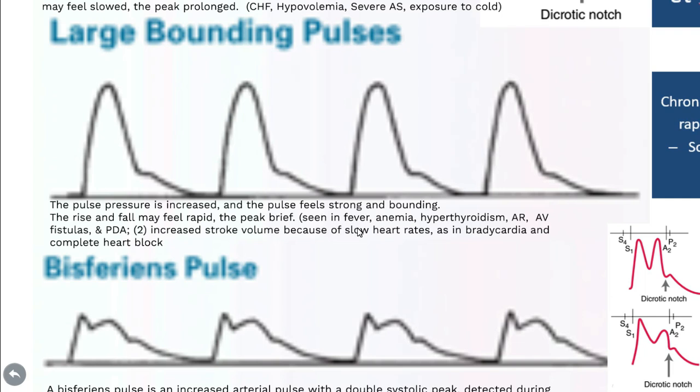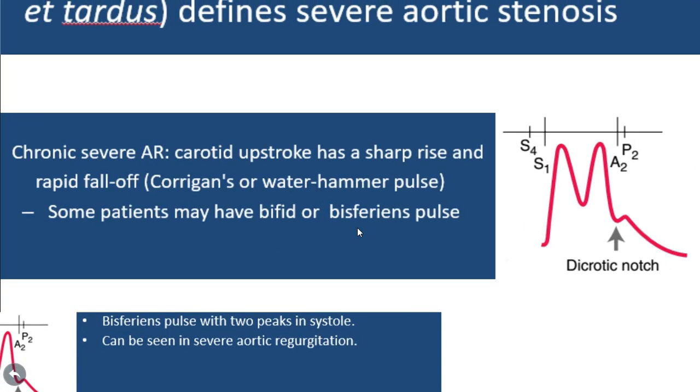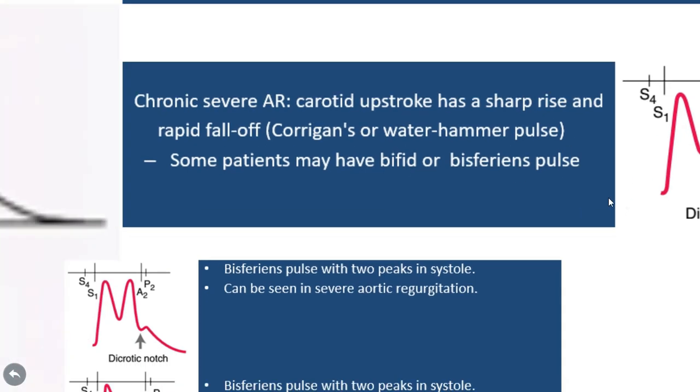It can be seen in a patient who has fever, anemia, hyperthyroidism, AR, aortic regurgitation, PDA, or a patient with AV fistulas. A classic example is the patient with chronic severe aortic regurgitation, wherein we call it Corrigan pulse, described as a sharp rise and rapid fall off. But sometimes a patient can have a bifid or bisferiens pulse, but they say it is a rare occurrence.